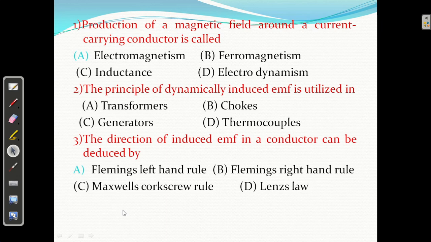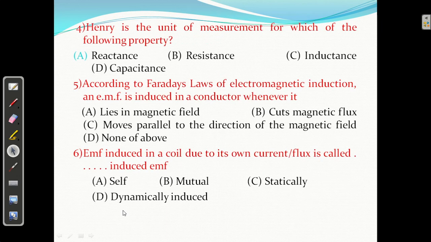Question number 4. Henry is the unit of measurement for which of the following property? Henry is the unit of what? Inductance. So C answer is correct.